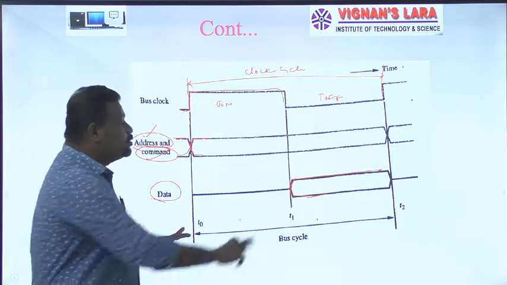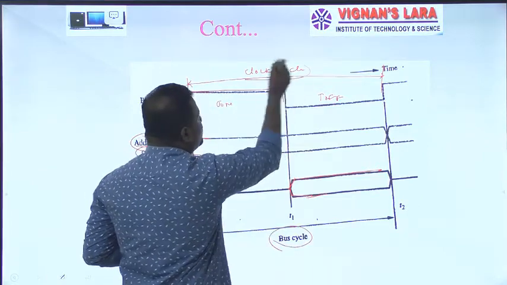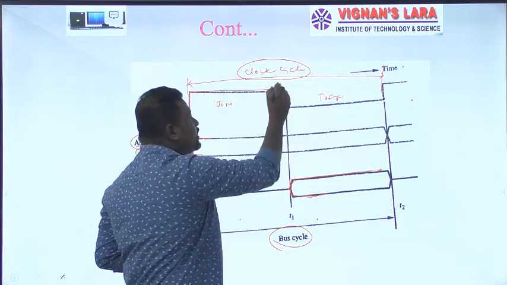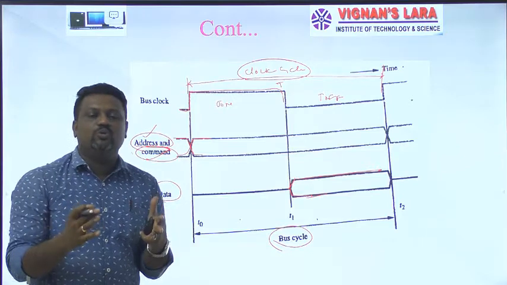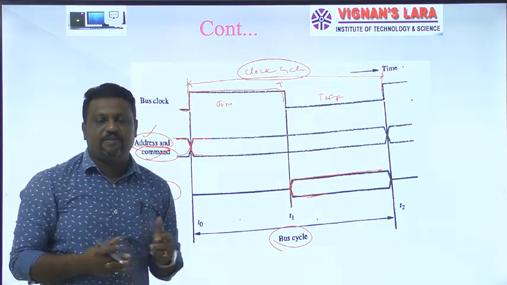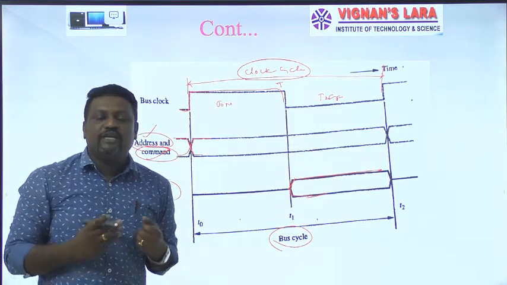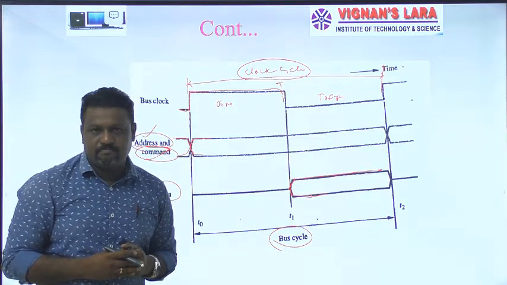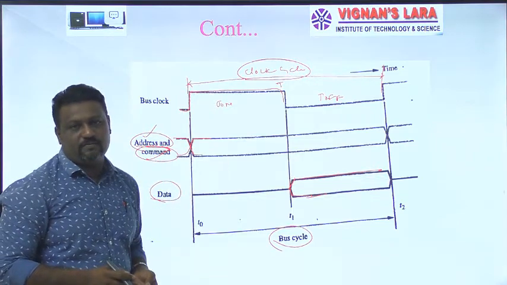From T0 to T2, I consider a bus cycle, which I can call a clock cycle. That is a complete cycle which I am assuming as T. How can I do a write operation? If I want to do a write operation, what do I have to do? And if I want to do a read operation, what do I have to do with the help of this synchronous bus? With the help of an example, I am going to explain this particular structure.